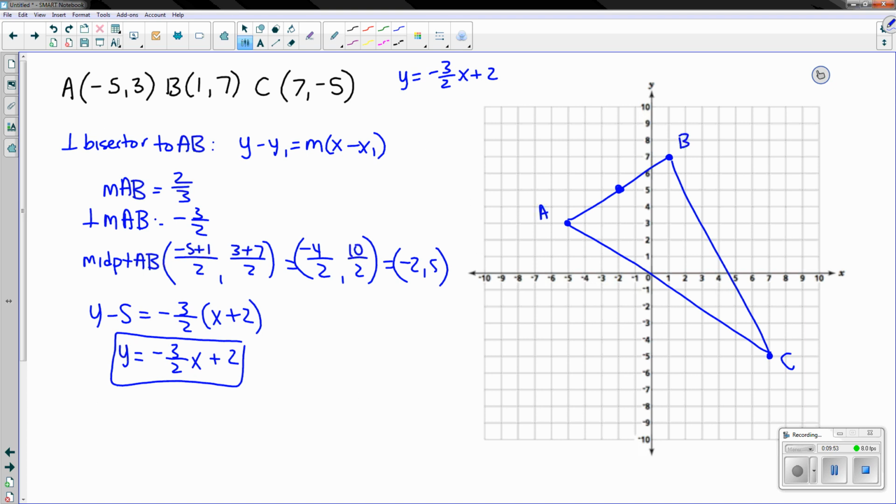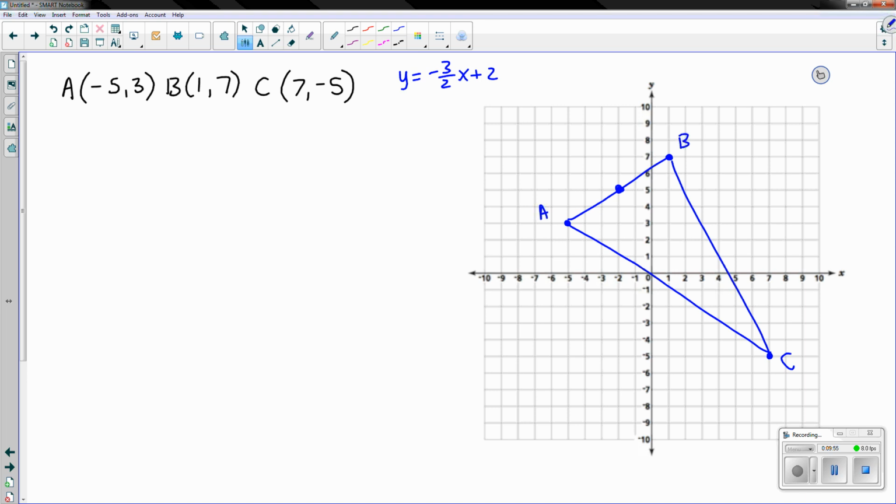Now we have to find the equation for one more. This time let's do the perpendicular bisector to AC.